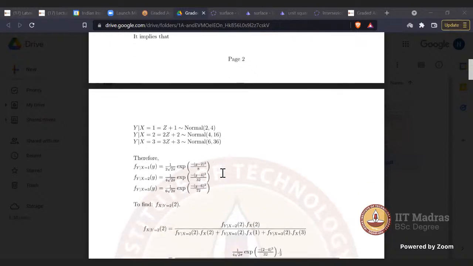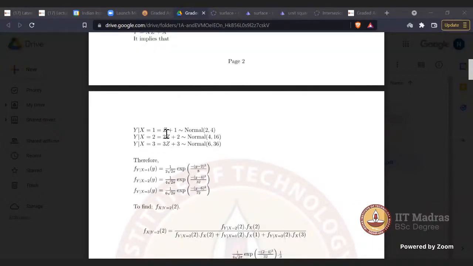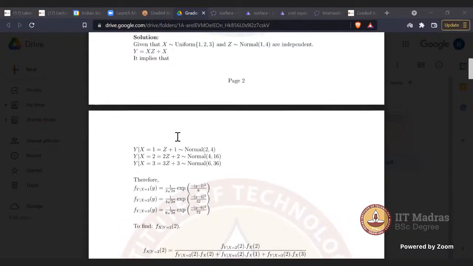So if I have to, we know that Z is normal with mean 1 and variance 4. Now, Z plus 1, you are just shifting it by 1 unit. So this is again going to be a normal distribution, with mu being mu plus 1. And how will you check this Z plus 1 is normal?